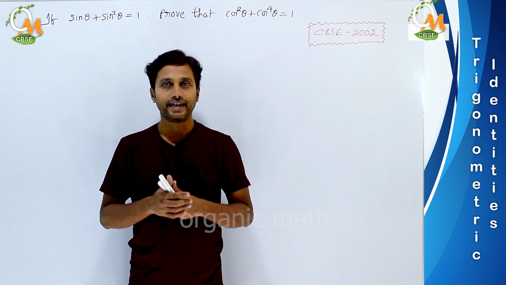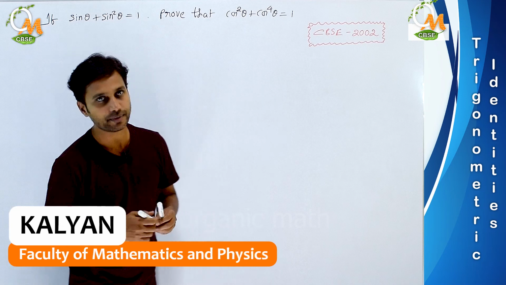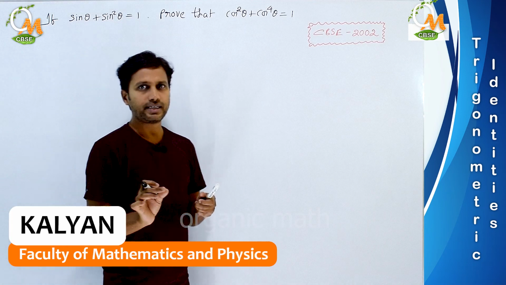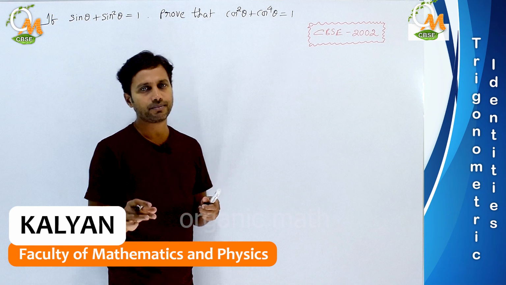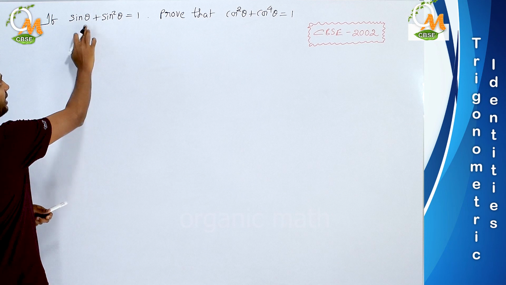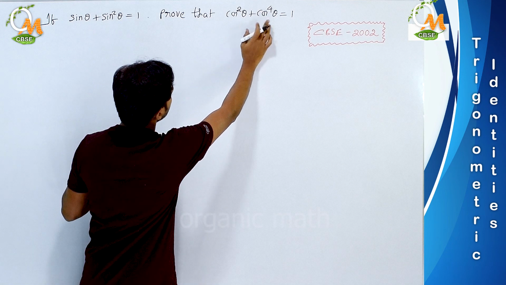So students, let us discuss one more problem based on trigonometric identities and see what the problem is. It's a very simple problem, understand? See here, we have given sin theta plus sin square theta equal to 1. Then we need to show that cos square theta plus cos power 4 theta equal to 1.